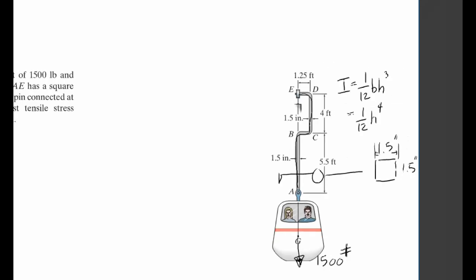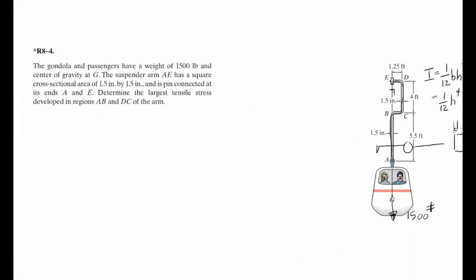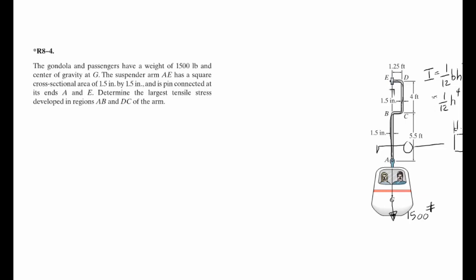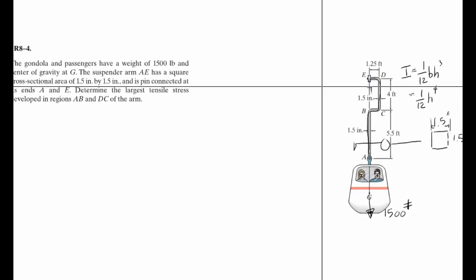All right. So here you again have axial and bending, so we have to make sure that we understand what the axial and bending includes. Let's see. Determine the largest tensile stress developed in regions AB and DC.